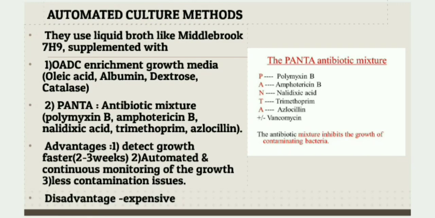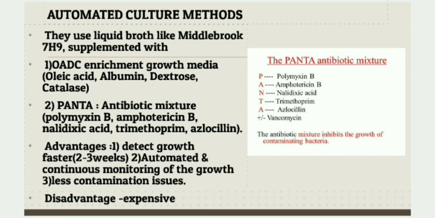Let's move on to the automated culture methods. They have many advantages over the conventional LJ culture. For the automated culture method, we are using liquid broth like Middlebrook 7H9 supplemented with OADC enrichment growth media and PANTA antibiotic mixture. The advantages of this technique are that it detects the growth faster, it is possible to do automated and continuous monitoring of the growth, and it has fewer contamination issues. The disadvantage of this technique is that it is expensive.